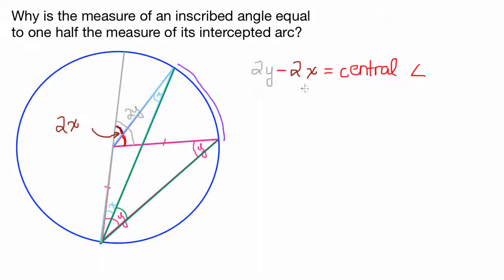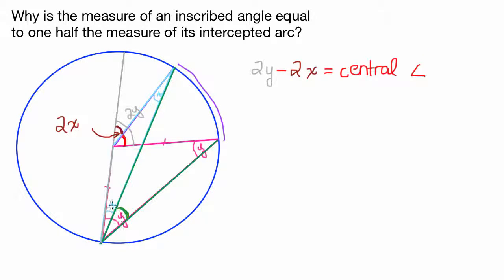Okay, perfect. So we now know that the measure of the central angle is 2y minus 2x. Now the question was, what is the measure of the inscribed angle? So the inscribed angle, remember, is over here, in green. I'll just refresh your memory. Oops, I used a different color green. That's fine though. That's going to be the inscribed angle.